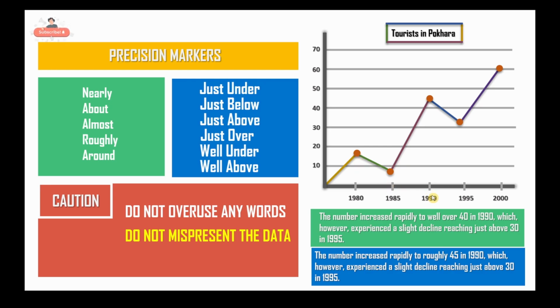Let's take another example, 1990. Let's say if you want to use the left hand side, almost, roughly, around. So what you can do is you can say the number increased and reached almost 45. So you are just making an estimation here, almost 45. But if you are using the right hand side precision markers, what do you do here? The number increased and reached well above 40 in 1990. So you need to use these markers correctly.